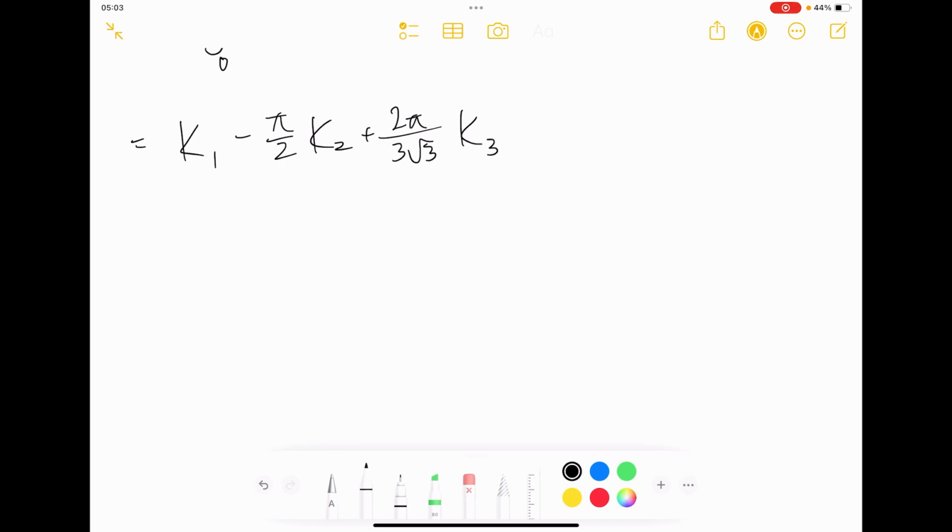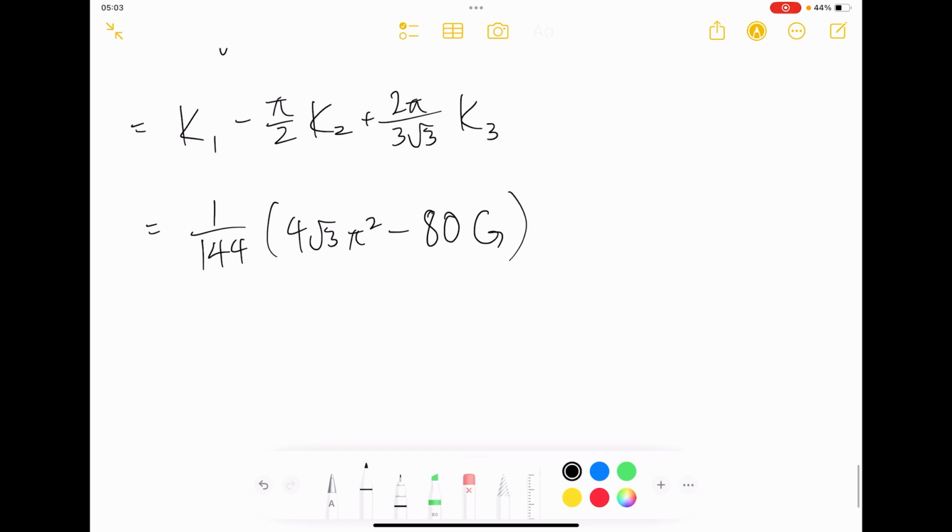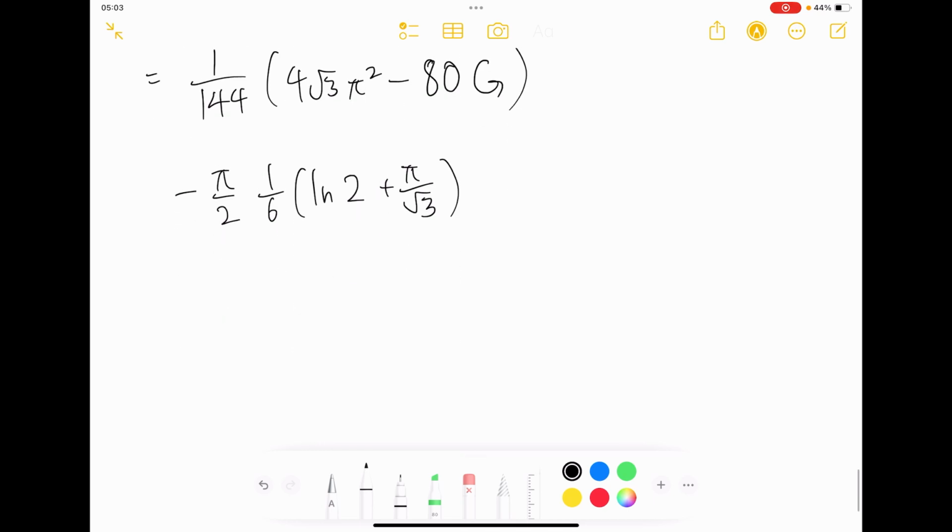Let's put in the values. So k1 is 1 over 144 times 4 root 3 pi squared minus 80 times Catalan's constant, minus pi over 2 times k2, which was 1/6 of natural log of 2 plus pi over root 3, and plus 2 pi over 3 root 3 times k3, which was root 3 over 12 natural log 7 plus 4 root 3 plus pi over 4.